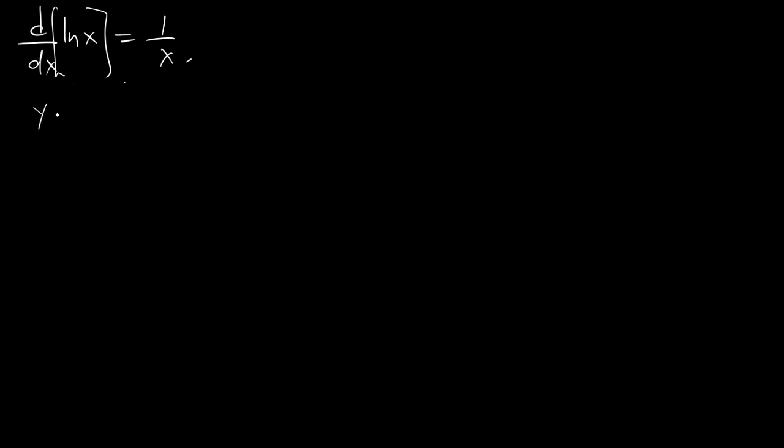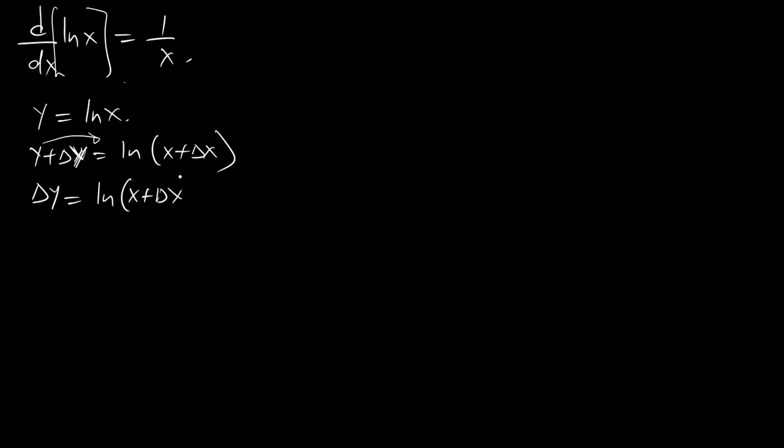Let's assume that y is equal to ln x. Now y plus delta y is equal to ln of x plus delta x. Moving y to the other side, we have delta y equal to ln of x plus delta x minus y. Since y is equal to ln x, we replace y with ln x. So delta y is equal to ln of x plus delta x minus ln x.